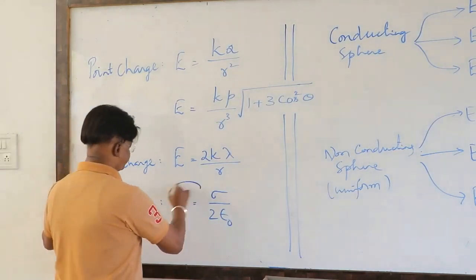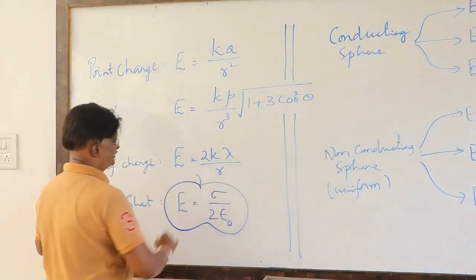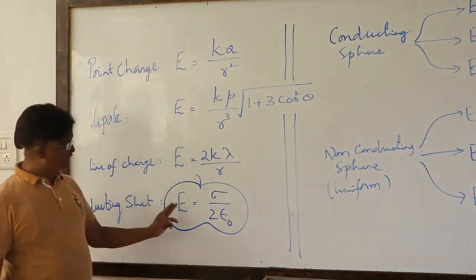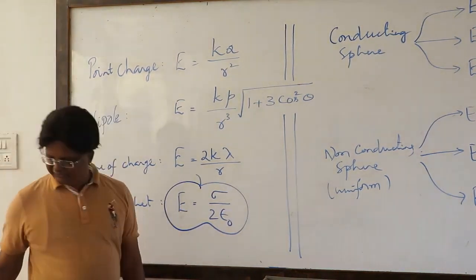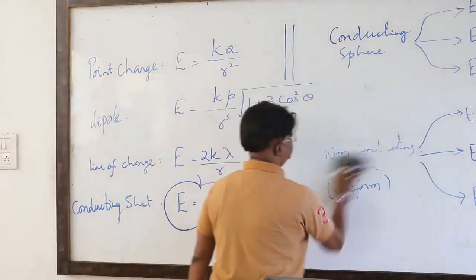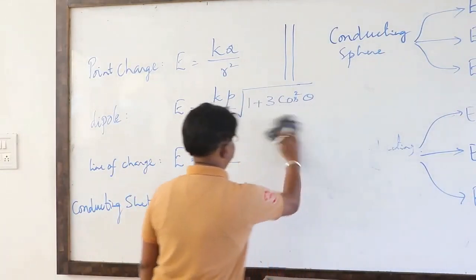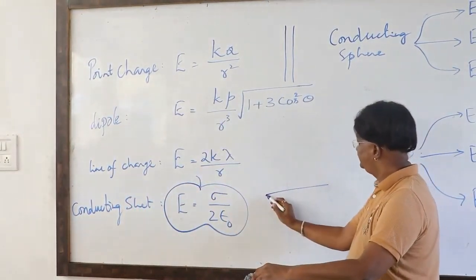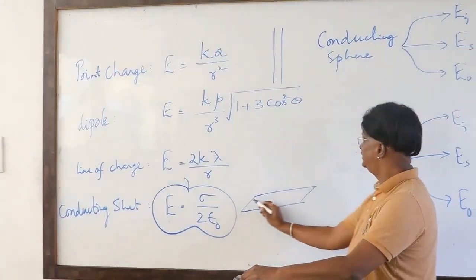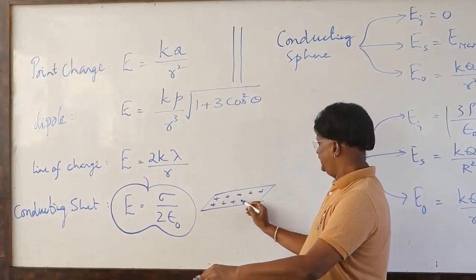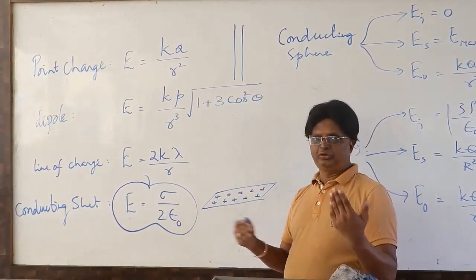Now let us have 1 or 2 statements regarding this. Look at this expression particularly, and also see the figure as well. This is the conducting sheet I have taken, a long sheet, and suppose it is positively or negatively charged, and as usual it is a uniform distribution throughout.